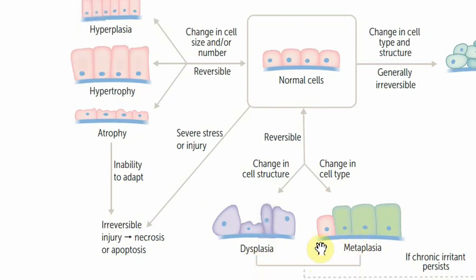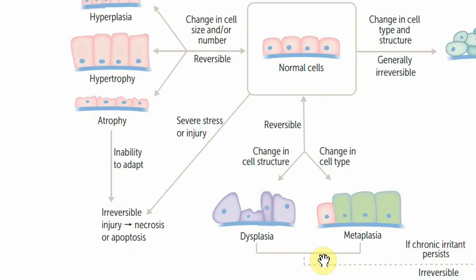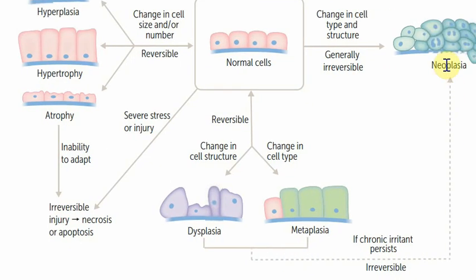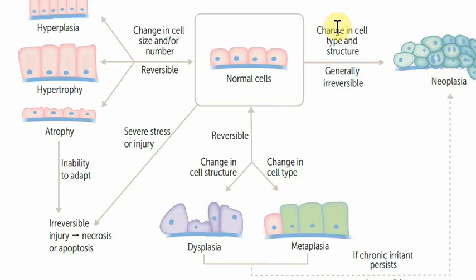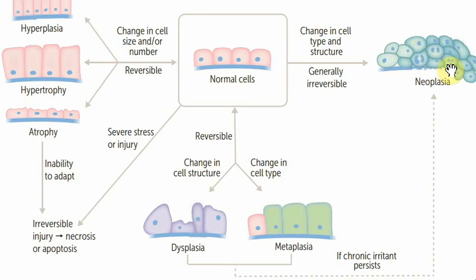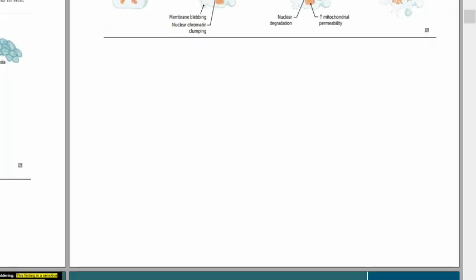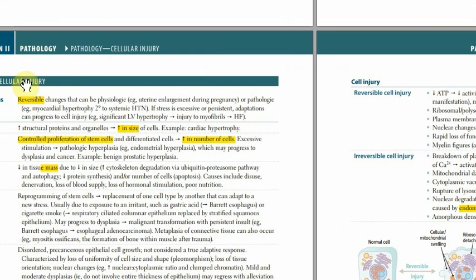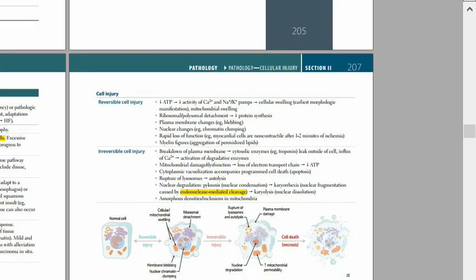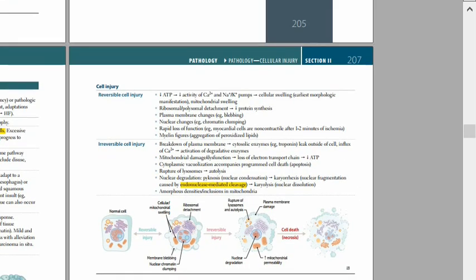Both metaplasia and dysplasia, if the stress stays for a really long time, will become neoplasia. Neoplasia is irreversible. This is basically cancer. Change in cell type and structure is generally irreversible, and that's basically neoplasia. So that was everything about cellular adaptation. The next topic will be cellular injury. I will not be explaining that today. That will be for our next session.